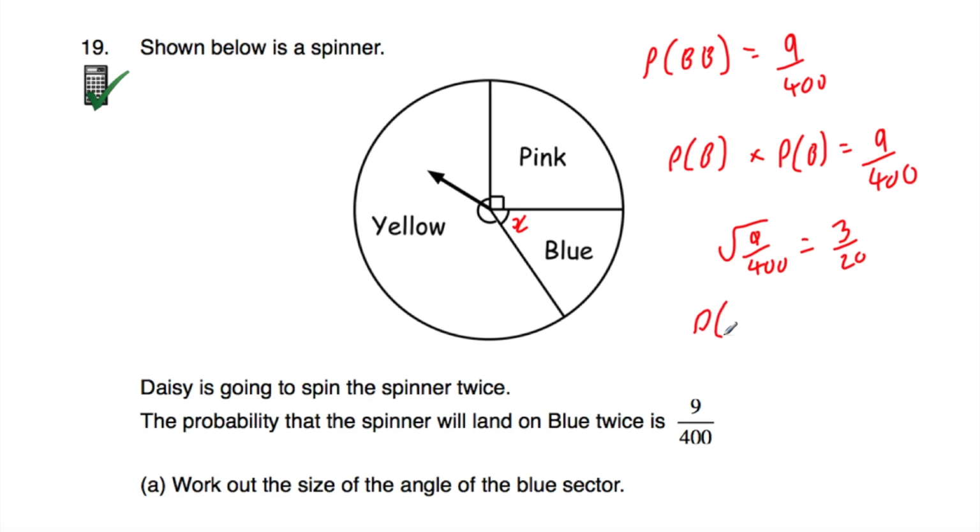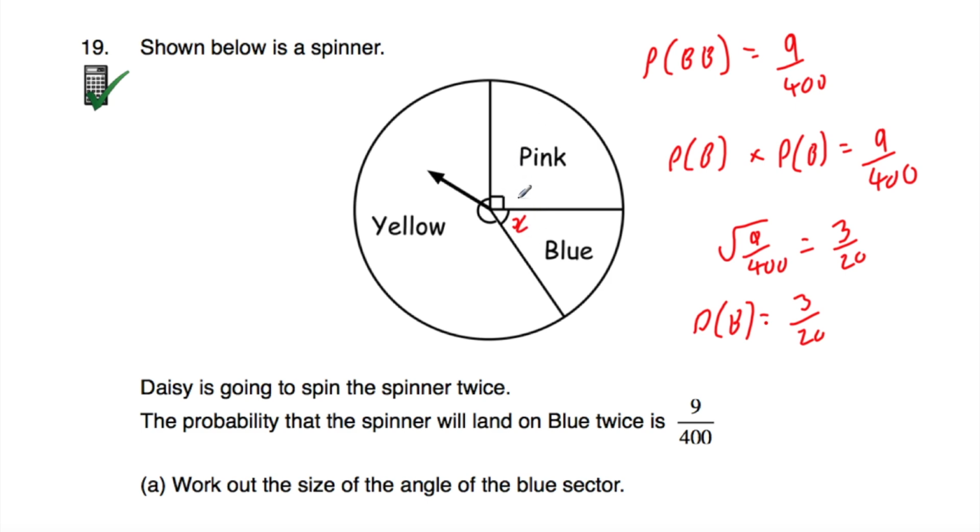So that means the probability of a blue would be 3/20ths, and we can check that. 3/20ths times 3/20ths would be 9/400ths. So it means the probability of a blue is 3/20ths. Okay, now we want to find the size of this angle. Now the probability of getting a blue is equal to 3/20ths.